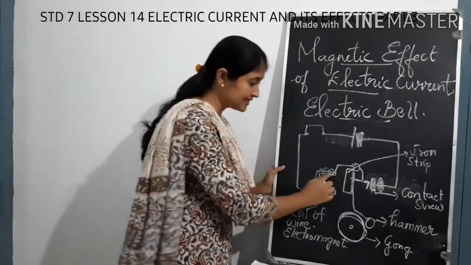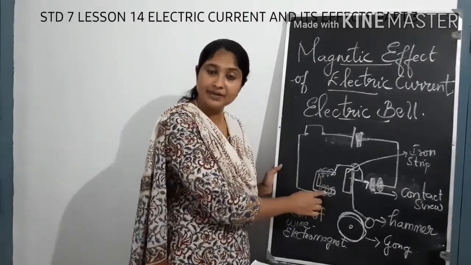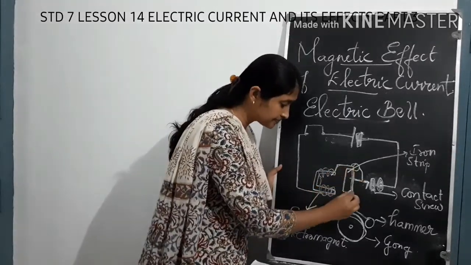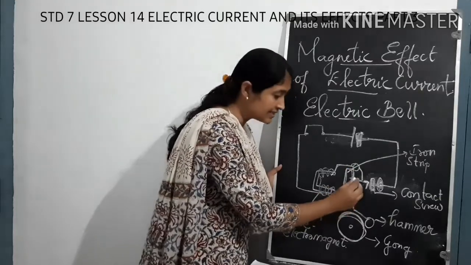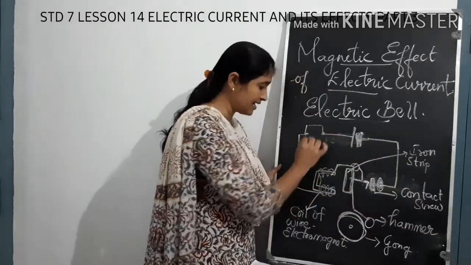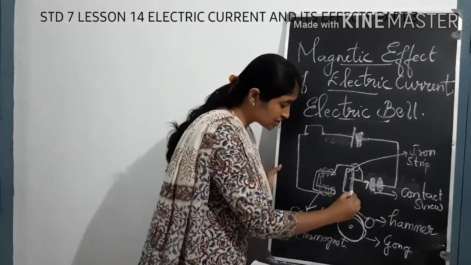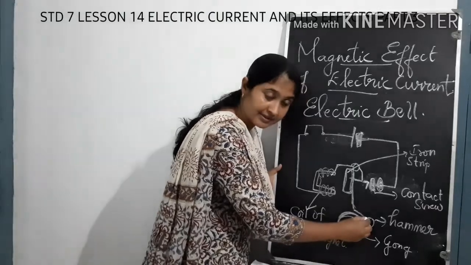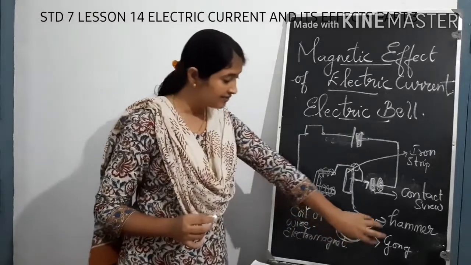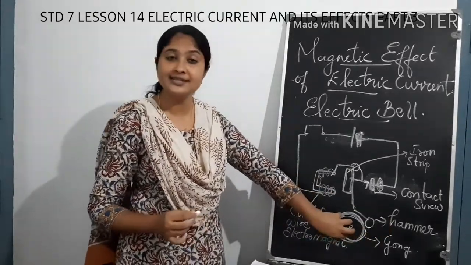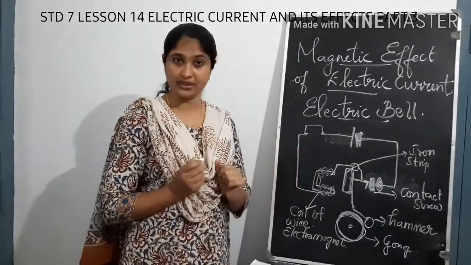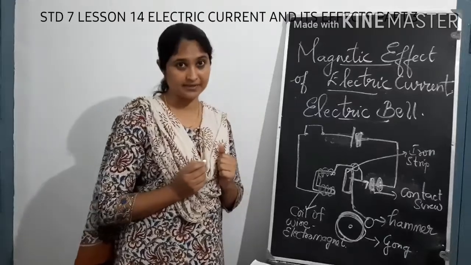So I told you this is the electromagnet. This is the iron piece with wire wound on it. This is connected to an iron strip. This iron strip has a screw, and this is connected to the cell and switch. This iron strip also has a hammer. It is close to the gong. This is the gong of the bell. When this hammer comes and strikes on this, you get the sound. So now this is the circuit. Now we will see what happens.